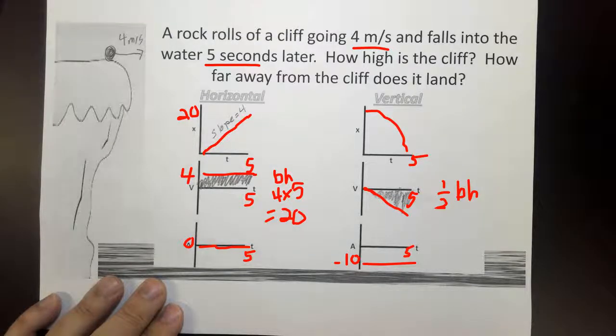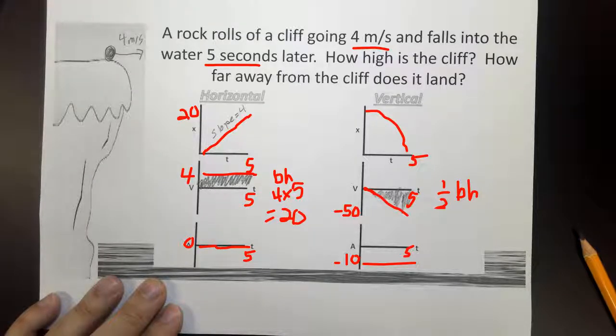Recall that the acceleration vertically is -10, which means every second that goes by, the velocity is going to change by -10. So it's going to be 0 in the beginning, then -10, -20, -30, -40, -50. All right, so 5 seconds go by. It's going to be this number, the time, multiplied by 10 that will give you a velocity of -50.